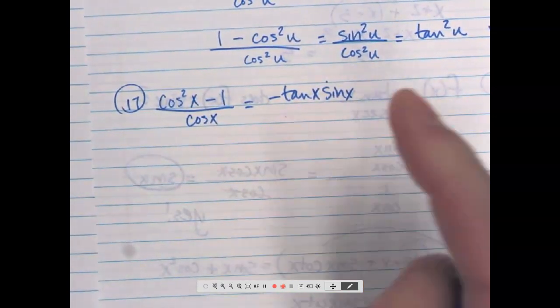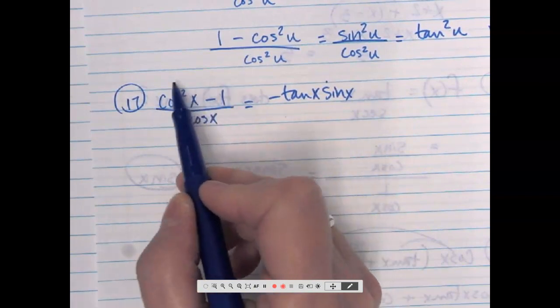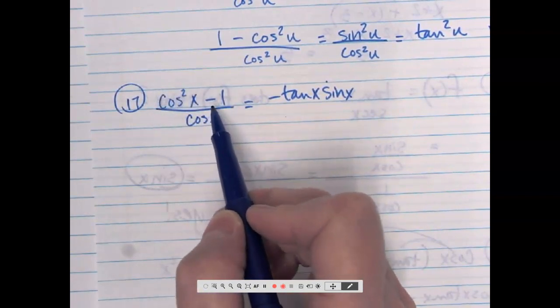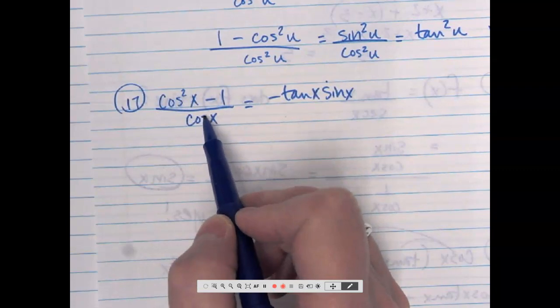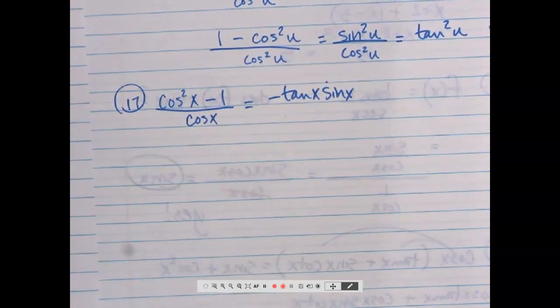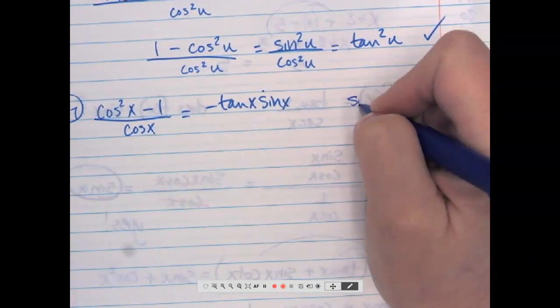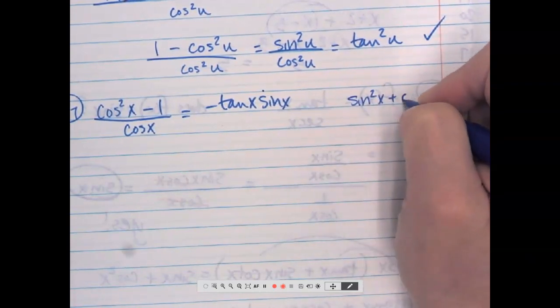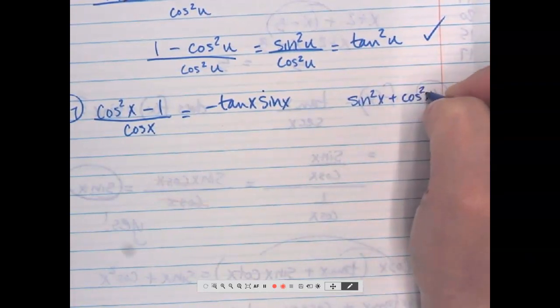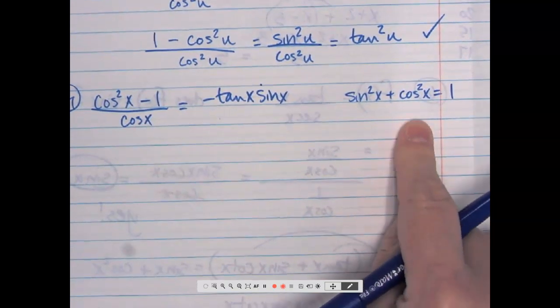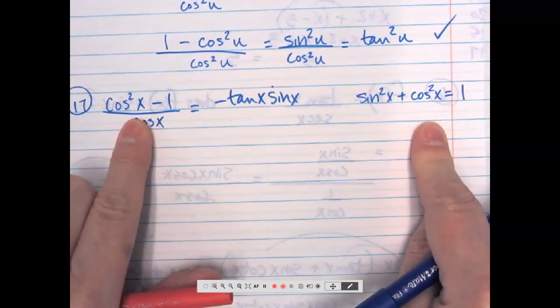Negative tangent times sine. Can I do anything with the numerator? This one's a little weird. It's cosine squared minus 1. Let's look at sine squared plus cosine squared equals 1. That's that first Pythagorean identity. I have cosine squared minus 1.